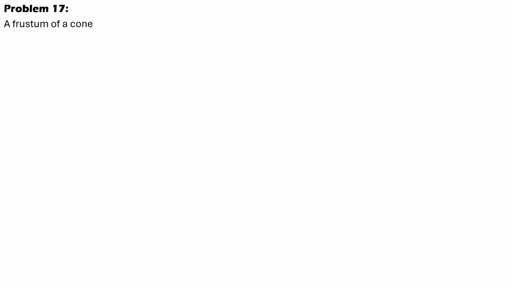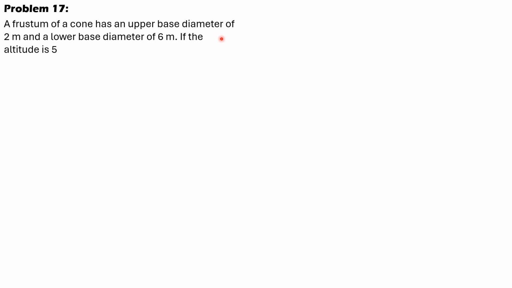Problem 17. A frustum of a cone has an upper base diameter of 2 meters and a lower base diameter of 6 meters. So big R is 3 and small r is 1. If the altitude is 5 meters, determine the lateral area of the frustum of a cone.